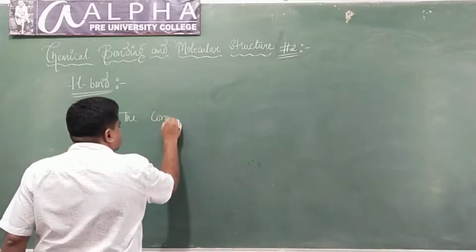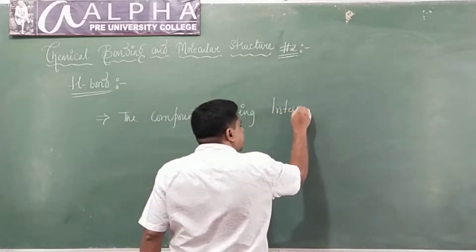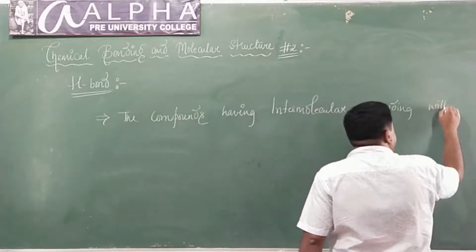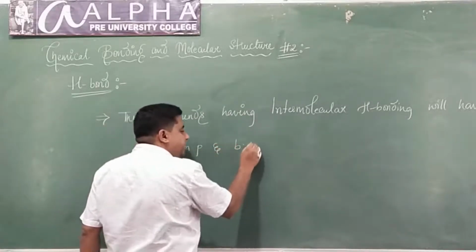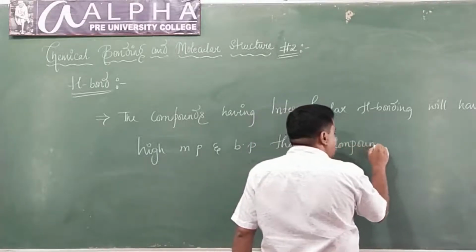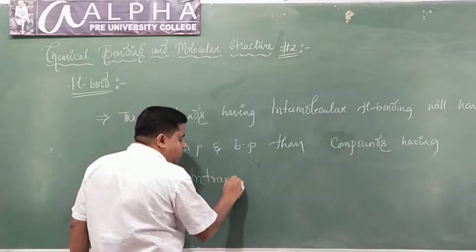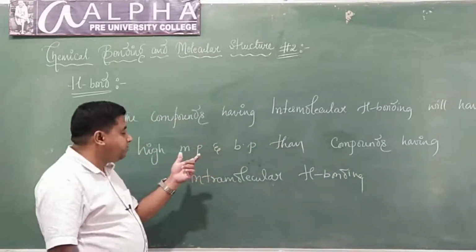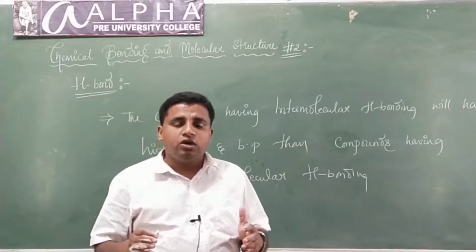The compounds having intermolecular hydrogen bonding will have high melting point and boiling point than the compounds having intramolecular hydrogen bonding. Students, I'll substantiate this with an example in the next video.